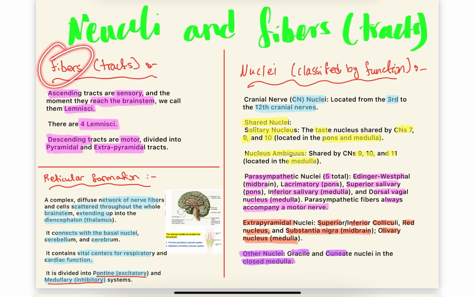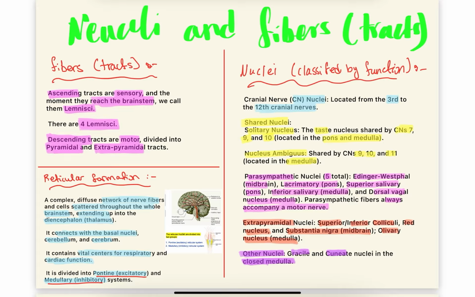The fibers could be ascending, which are sensory. They reach the brainstem, and we call them lemnisci, and we are going to discuss four types of lemnisci. Or they could be descending, which is motor, and they could be pyramidal or extrapyramidal. You can refer back to the tractology video.